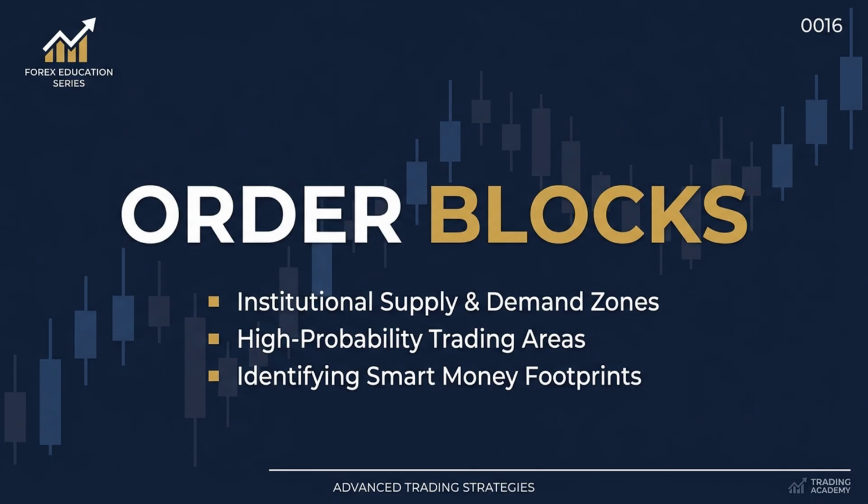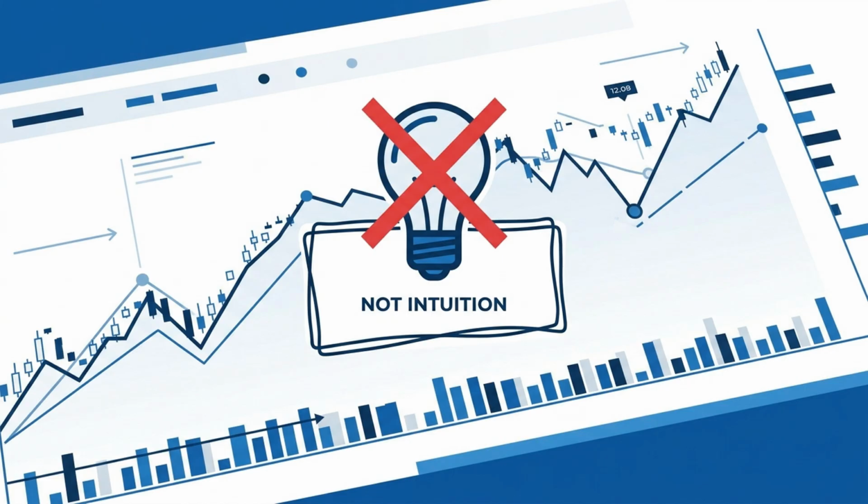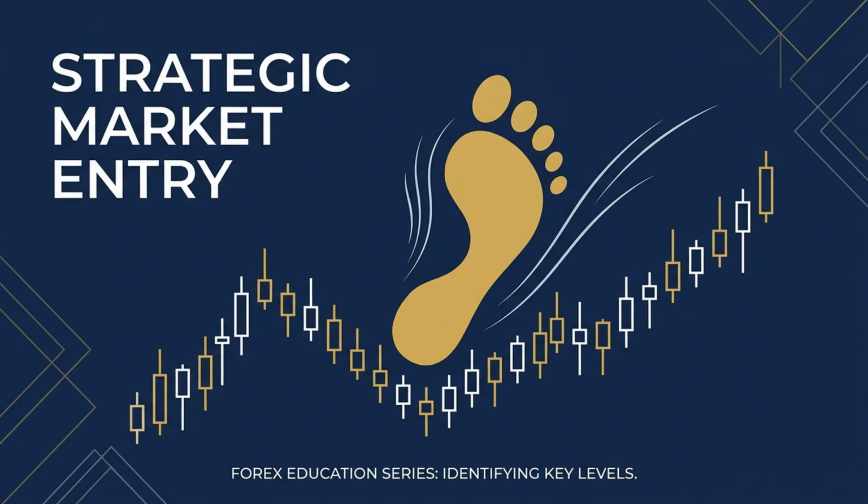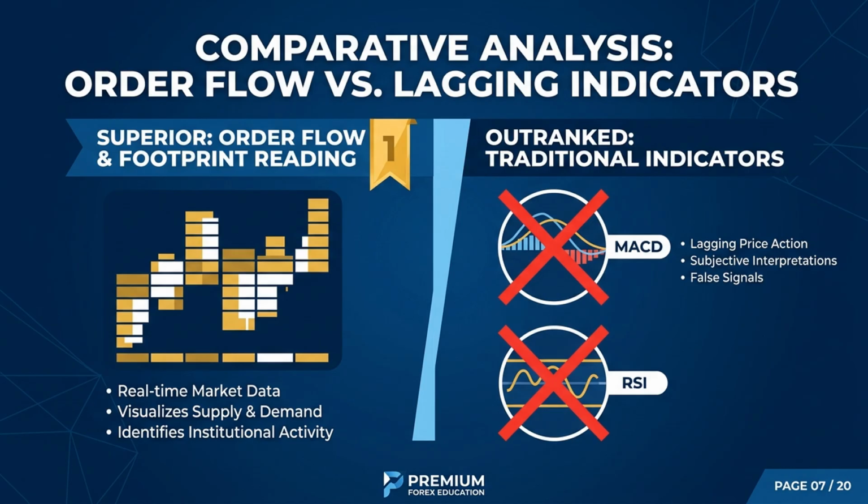Here's what nobody tells you about order blocks. They aren't magic zones. They aren't drawn from intuition. They're leftover evidence. A footprint in the sand after someone heavy walked through. Why does that footprint matter more than any indicator you've ever used?